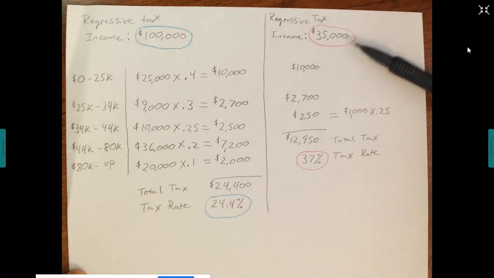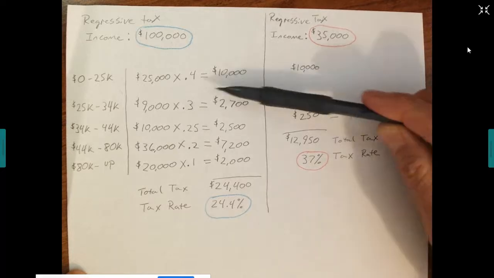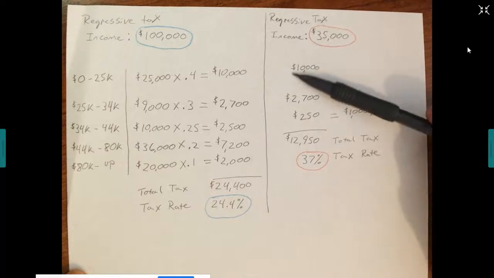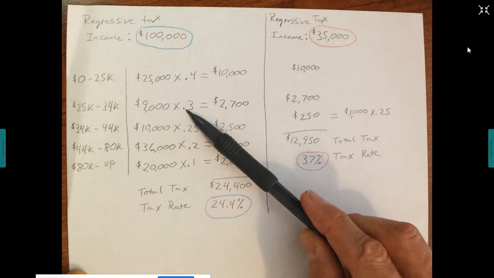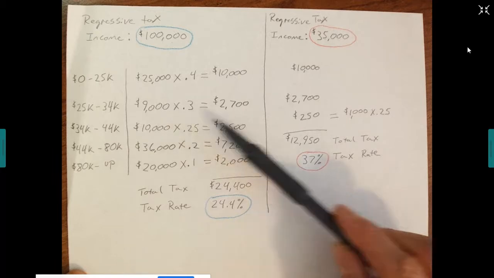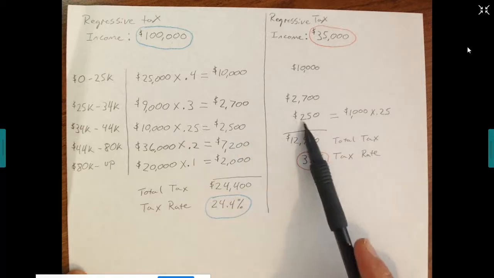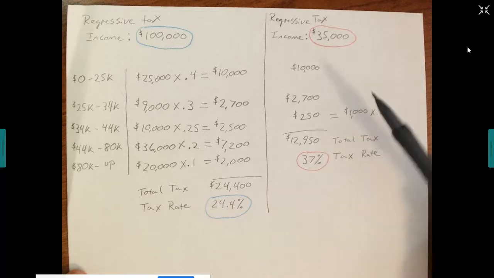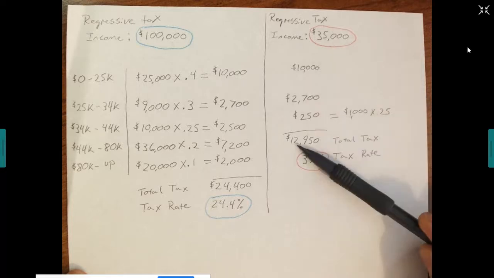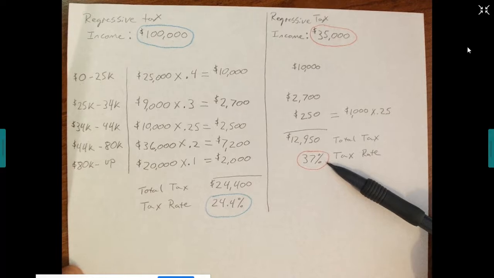For a regressive tax, if your income is $35,000, the first $25,000 is going to be taxed at that high rate of 40%, or $10,000. The next $9,000 is again taxed at a relatively higher rate of 30%, or $2,700. That last $1,000 of income that has not been taxed will be taxed at a rate of 25%. All of this added together, you will have a total tax bill of $12,950, or a rate of 37%.